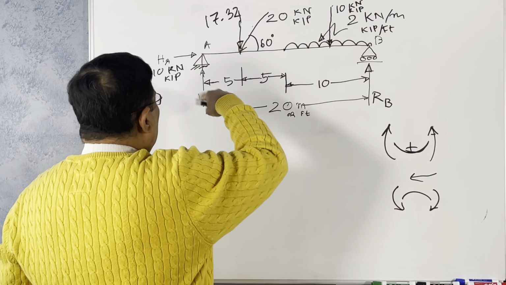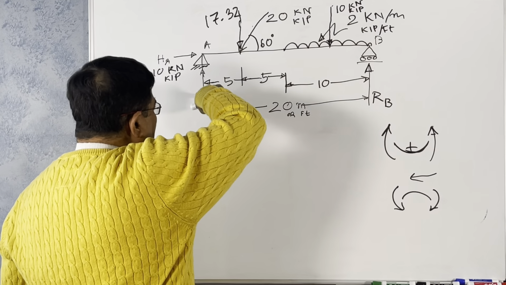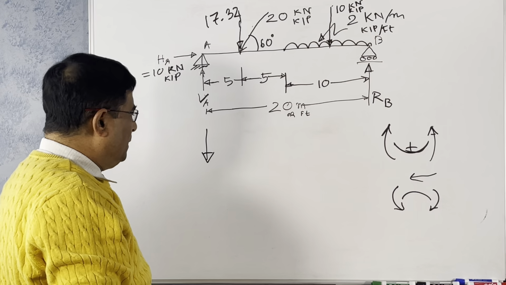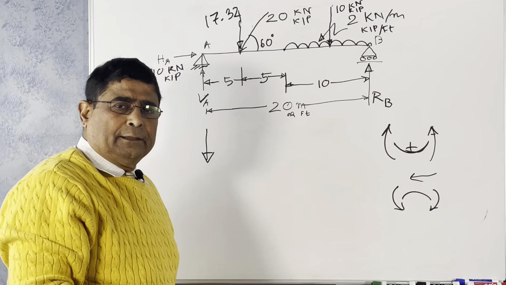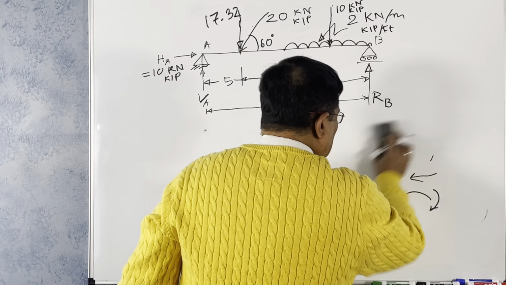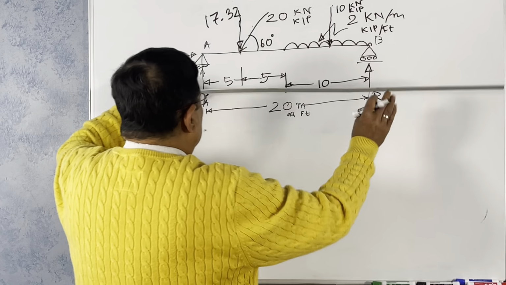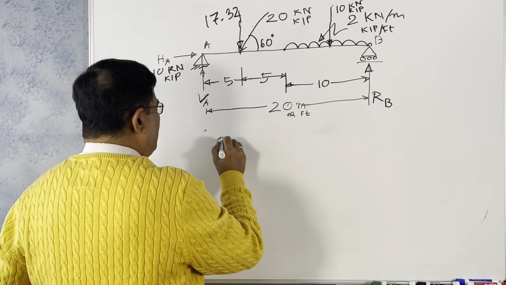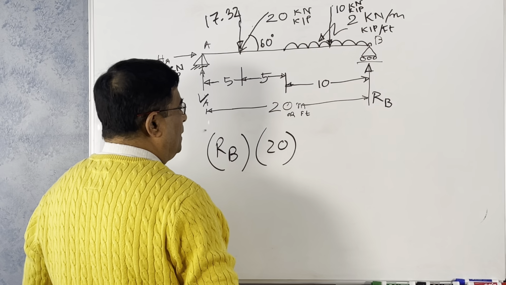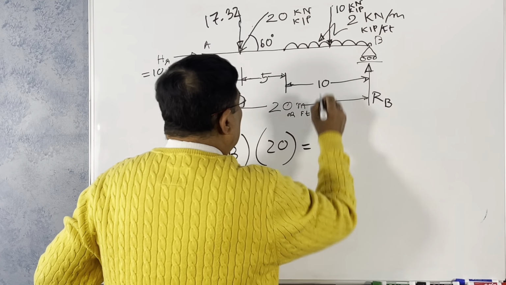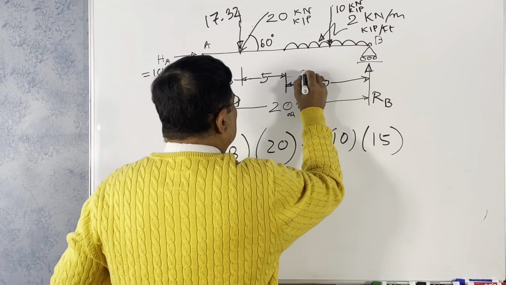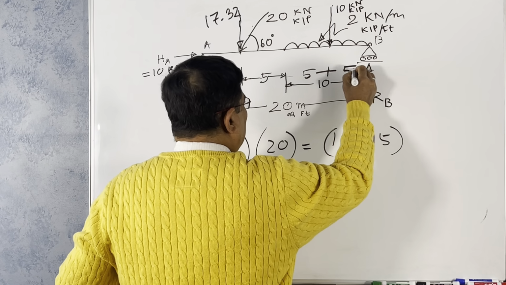Similarly, if you consider from the left, left to right, and the reactions were like this, then this would be a negative moment. So don't get confused, okay? Let us consider this one: clockwise moment is positive. So let us take RB times 20 equal to 10 times 15. From here to here it is 5, here it is 5, acting at the middle.